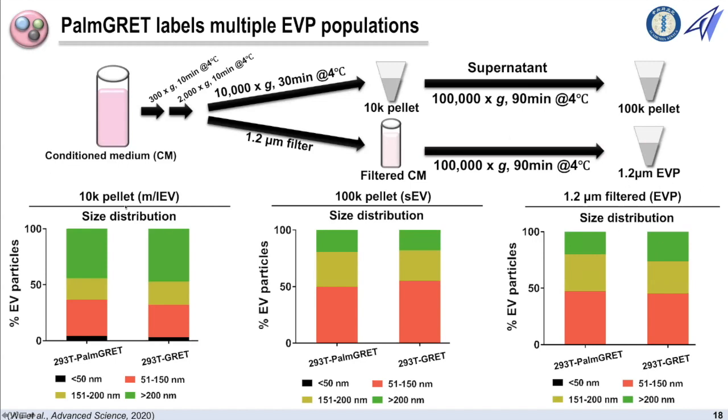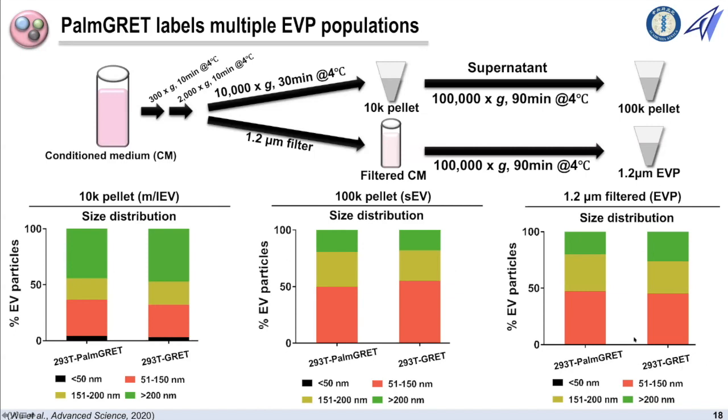Here we can see that the large particle group has a higher percentage of EV particles above 200 nanometers. The 100K and 1.2 micron filtered SEV or EP show a similar size distribution, with a higher portion smaller than 200 nanometers. So our PalmGRET labels multiple EVP populations based on our isolation method: the medium or large vesicles, the small vesicles, and the extracellular particles.